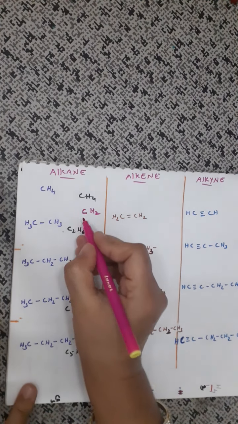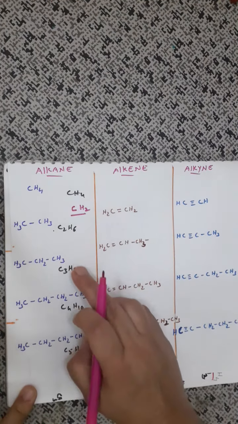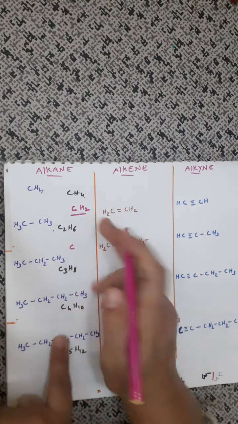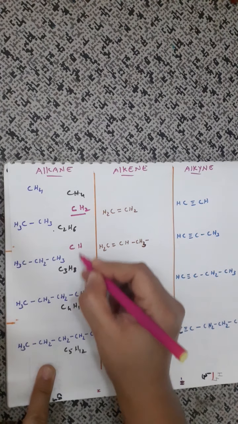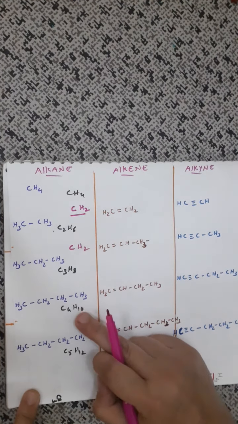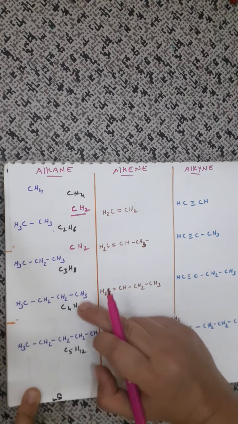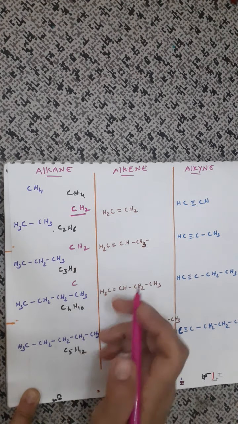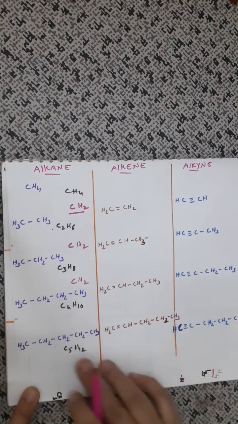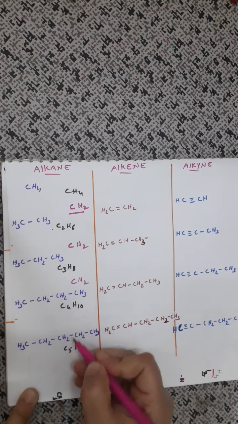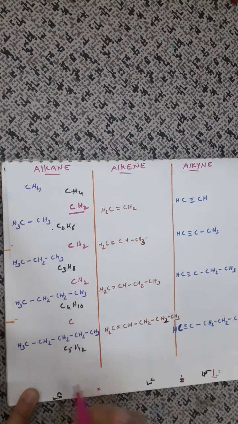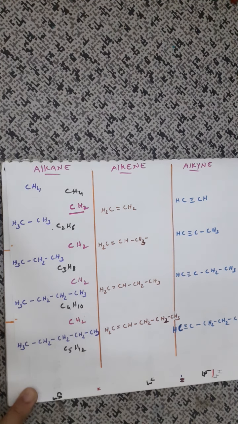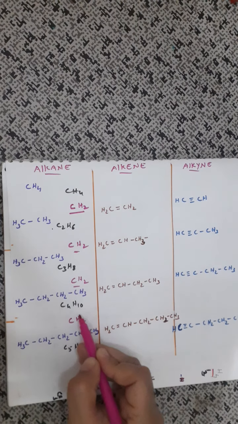CH2. Fine. Now observe between ethane and propane. So 3 minus 2, 1. 8 minus 6, 2. Again, between butane and propane, 4 minus 3, 1. 10 minus 8, 2. CH2. Similarly, between pentane and butane, 5 minus 4, number of carbons is 1. And 12 minus 10, 2. So, CH2.